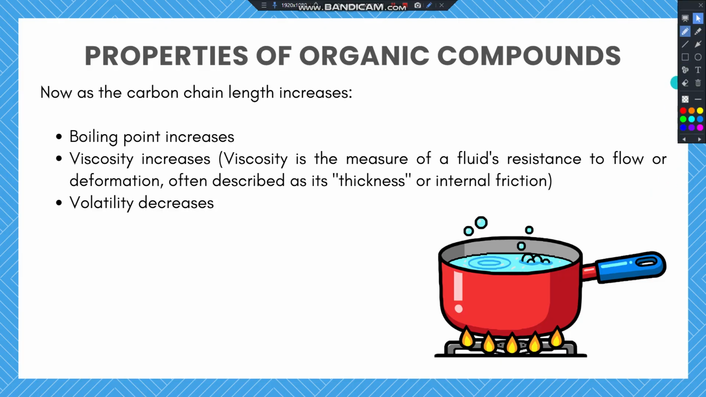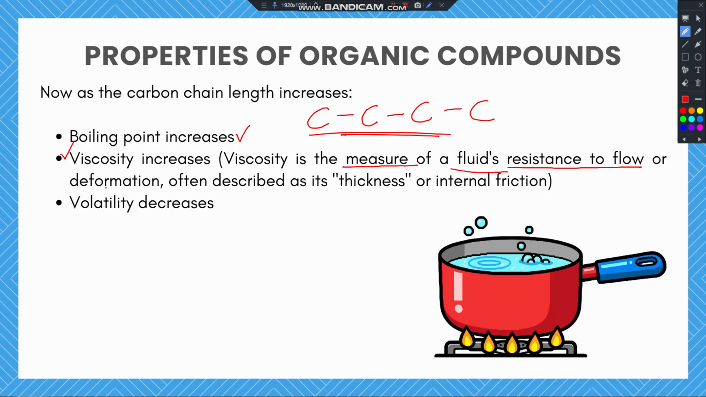Now, as the carbon length increases, we'll be seeing what that means. As the carbon length increases, the boiling point also increases, because as we proceed, we'll be seeing scenarios where a carbon atom will be joined to another carbon atom, which will be joined to another one, and so on and so forth. When this happens, the boiling point increases, and viscosity also increases. And by the way, viscosity is simply a measure of a fluid's resistance to flow or deformation.